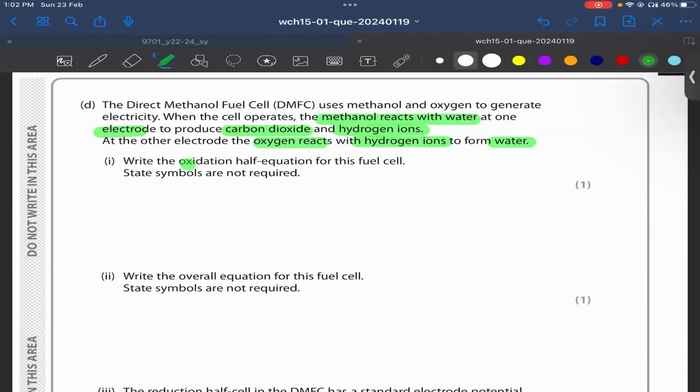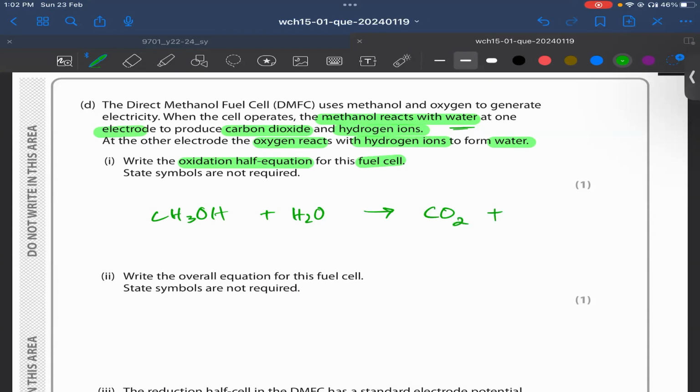Write the oxidation half equation for this fuel cell. So obviously, methanol will get oxidized. So the methanol half equation is the oxidation one. It will be methanol reacting with water, converts into carbon dioxide, it gets oxidized, and hydrogen ions, H plus ions. Now we'll balance it. So we have 3 plus 1, 4, plus 2, 6 hydrogen ions, 6 H plus. And because it has 6 H plus, we have to add 6 electrons to balance it.